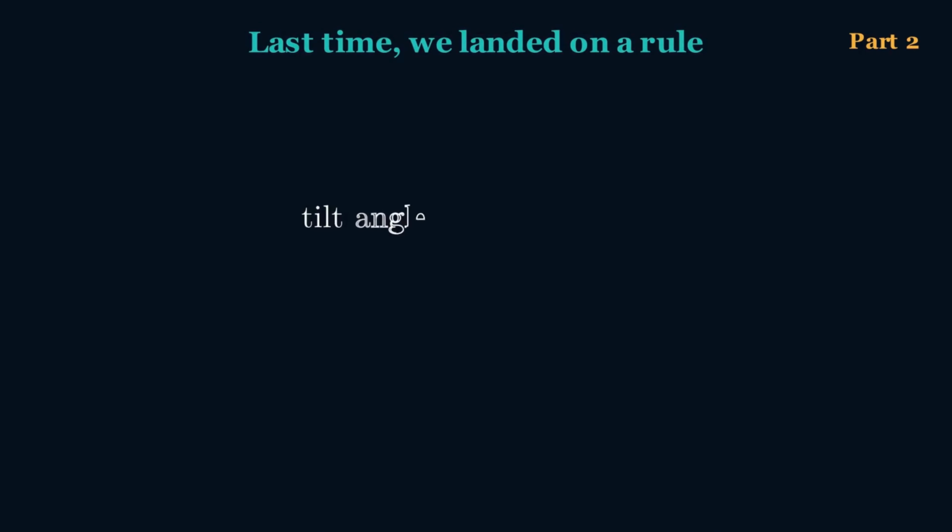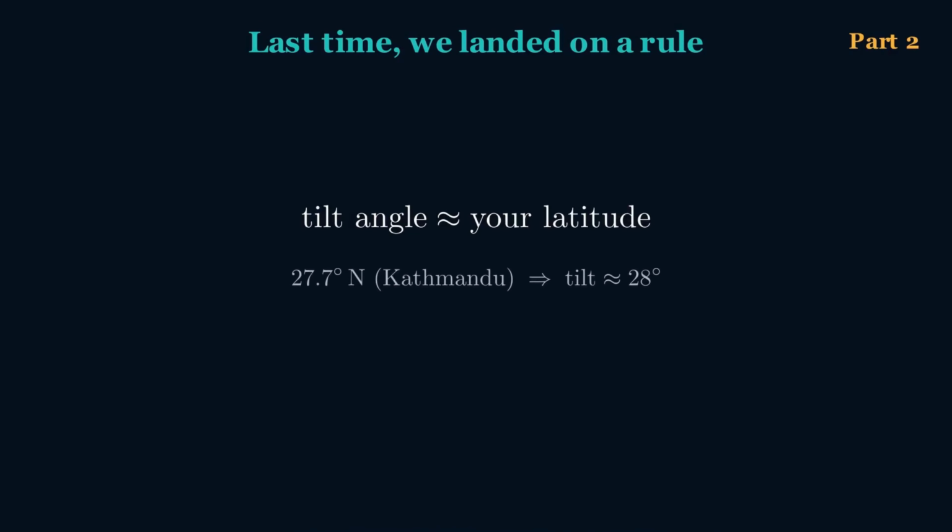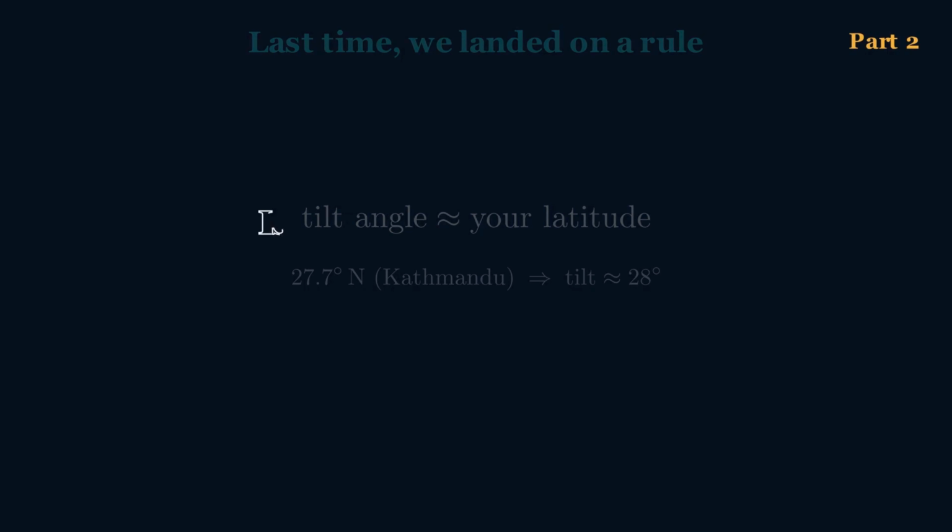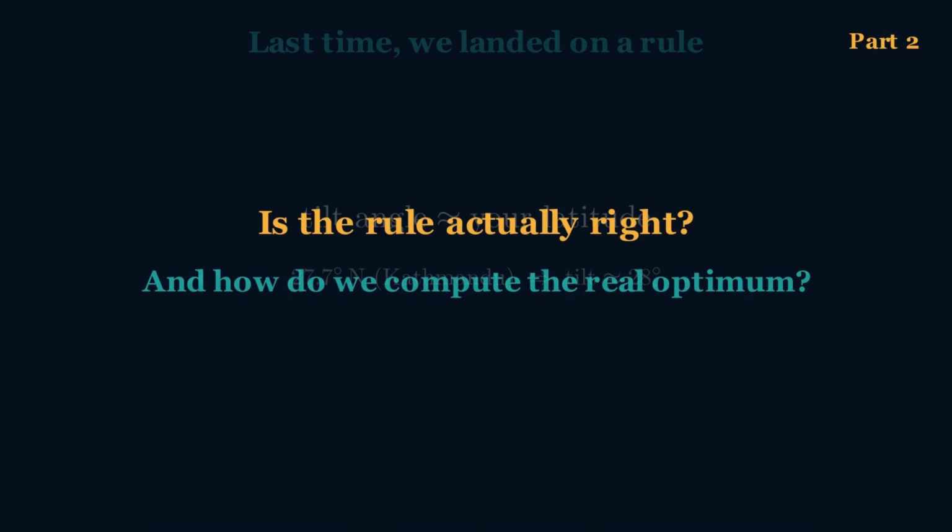We ended on a simple rule of thumb: set your panel's tilt roughly equal to your latitude. For Kathmandu, at 27.7 degrees north, that gave a tilt of about 28 degrees. But a rule of thumb is just that, a shortcut. So the obvious question is, is it actually right? And if we wanted the truly optimal angle, how would we compute it?